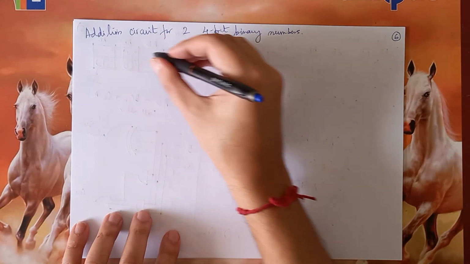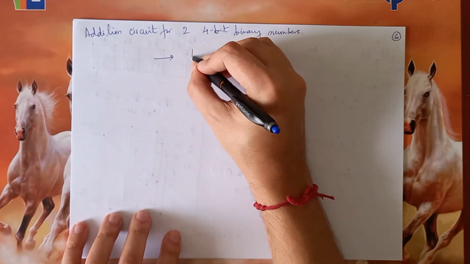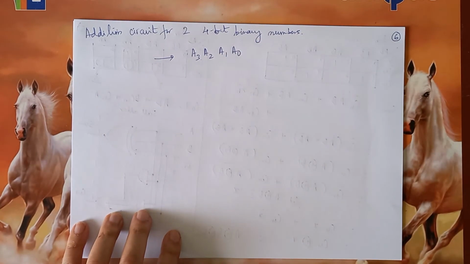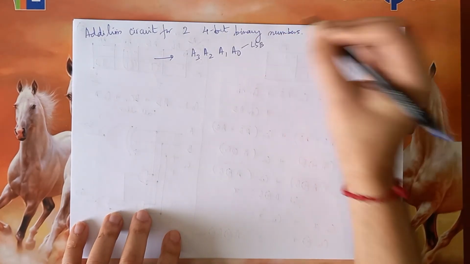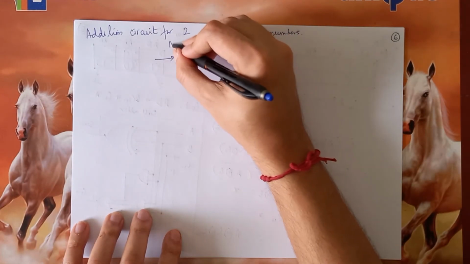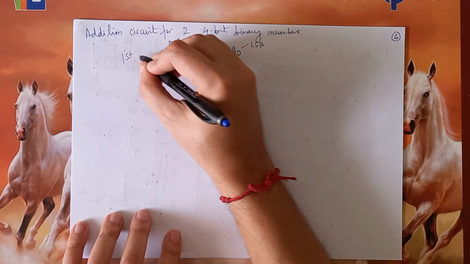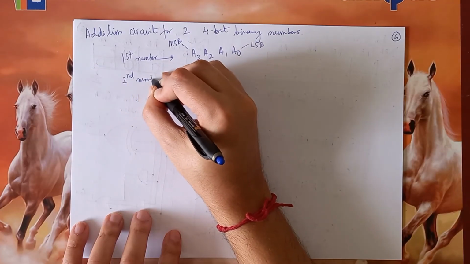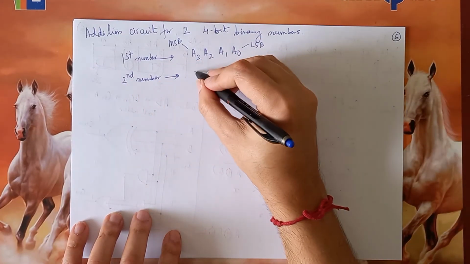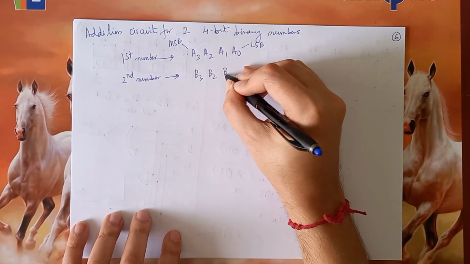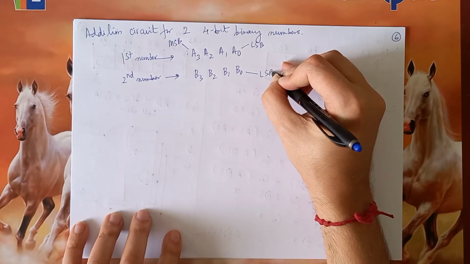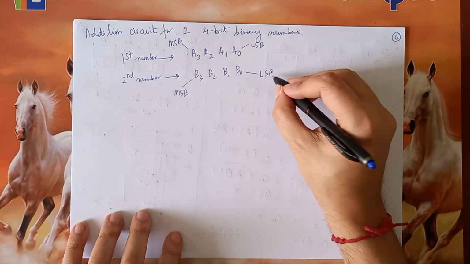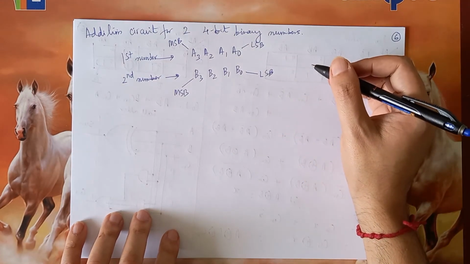So let us say there are two numbers. Let me show them bitwise. A3, A2, A1, A0, where A0 is the LSB of the first number and A3 is the MSB. This corresponds to the first number. The second number, let us say, is B3, B2, B1 and B0, where B0 is the LSB and B3 is the MSB. So we have to add these two. So how do we go about adding them?